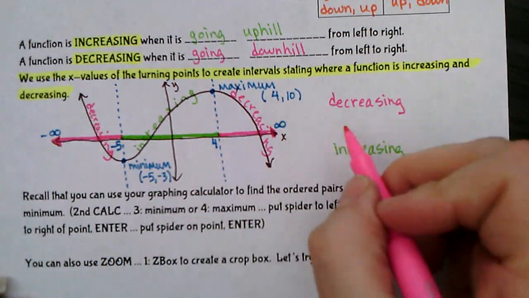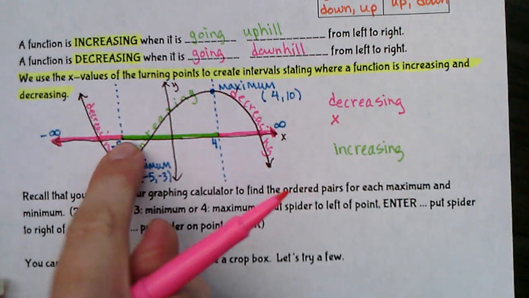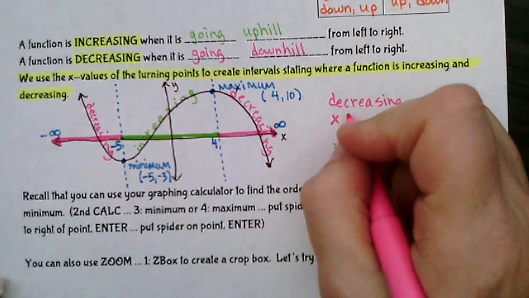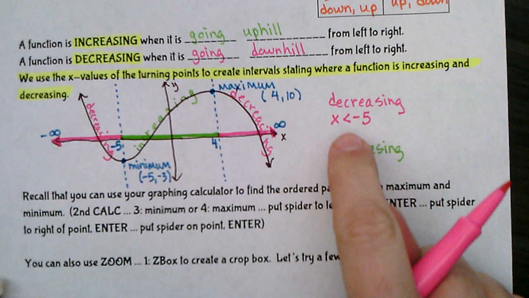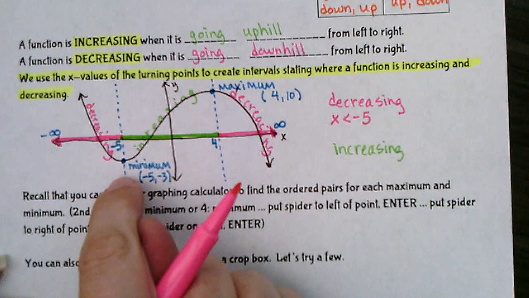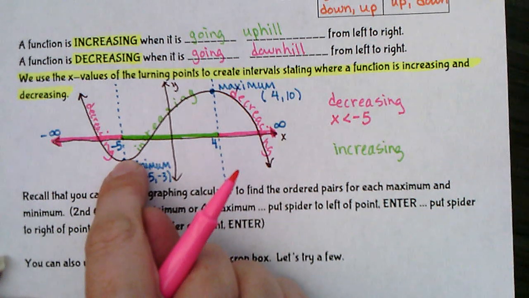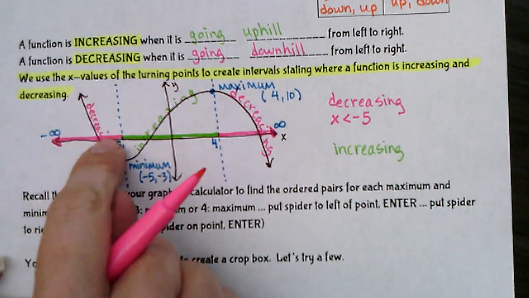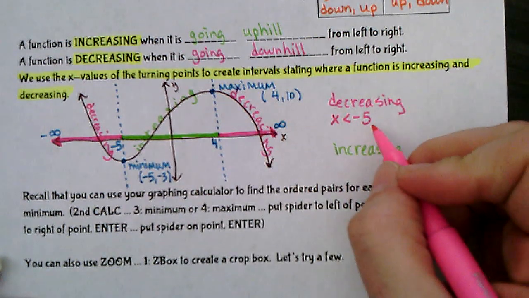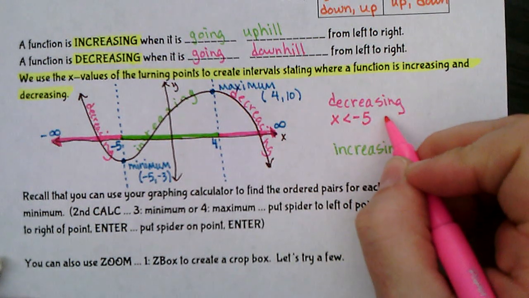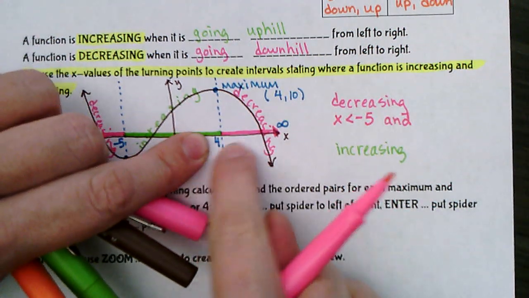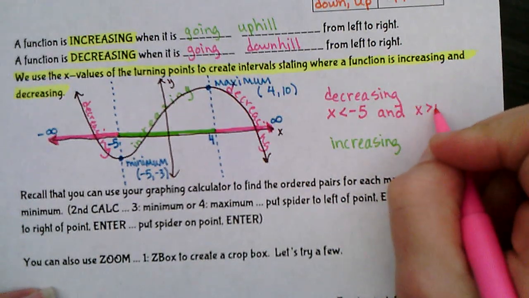This function is decreasing for all of the x values that are smaller than -5. So my one inequality will be when x is less than -5. Now that'll always be a less than. It won't ever be less than or equal to, because what's happening at -5 is the function is turning around, so it's not decreasing or increasing. It's decreasing, turning around, increasing, turning around, decreasing. So it's decreasing when x is less than -5, and it's also decreasing again for all the x values that are bigger than 4. So x is greater than 4.